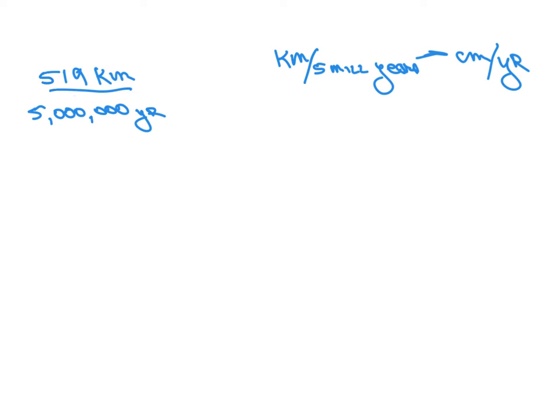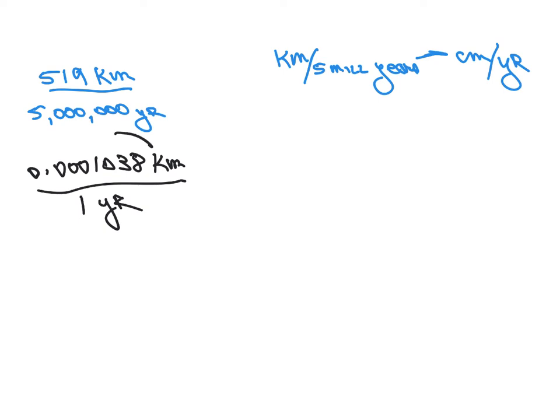So if you take 518 and divide it by 5 million, you get 0.0001038 kilometers per 1 year. Not very much. Now let's change kilometers to centimeters, and we'll be done since we're already at 1 year.